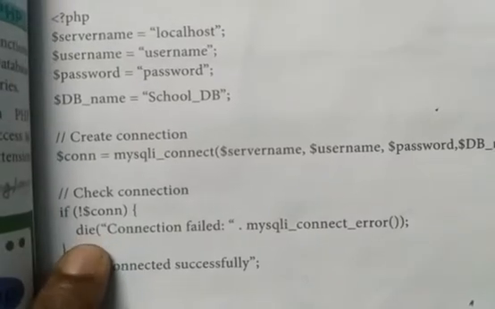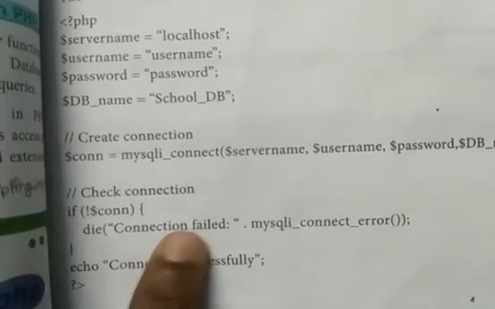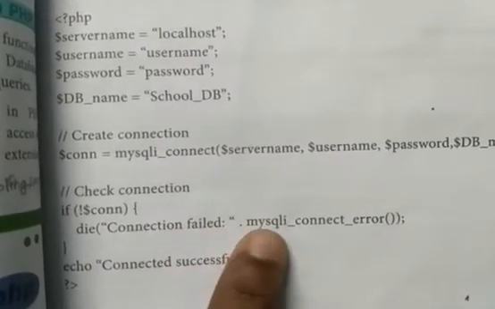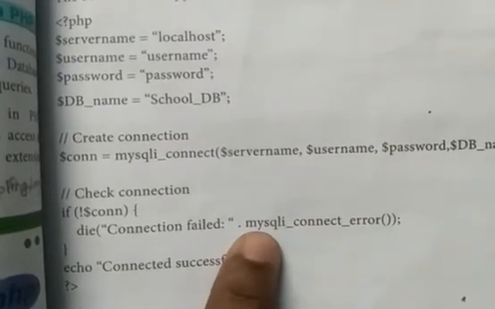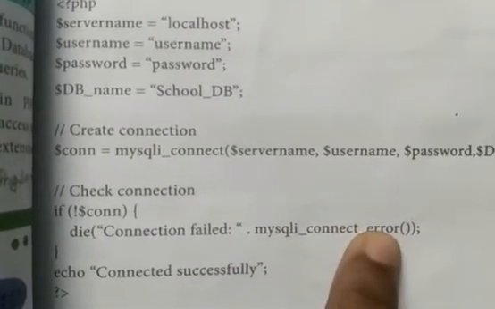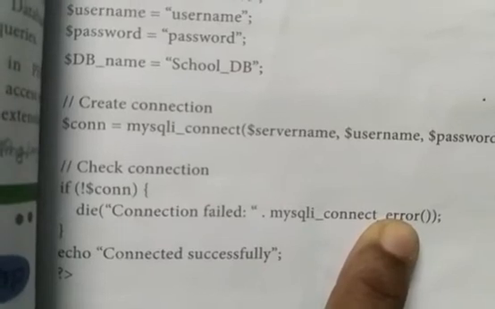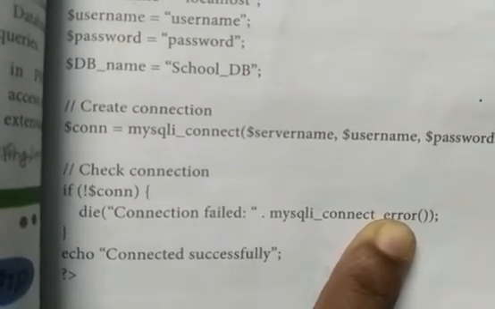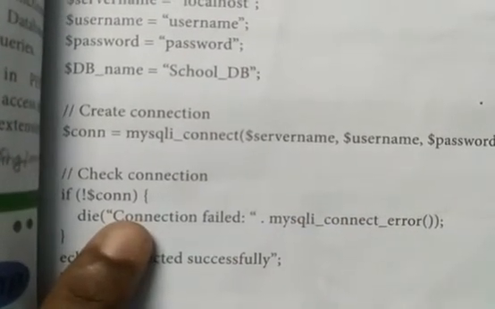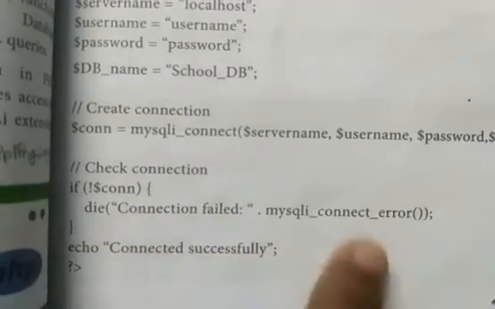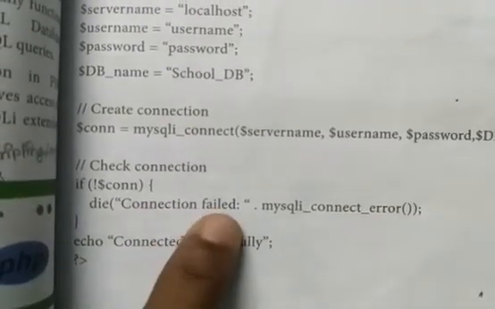So that is what they have printed here: Connection failed, and MySQLi connect error. Yesterday in class we saw MySQLi connect error, which is used to display the error. So in the output, what did we get? Connection failed. And because of what reason did the connection fail?